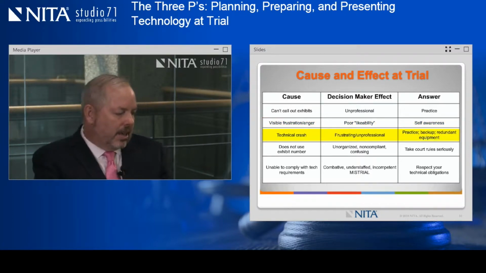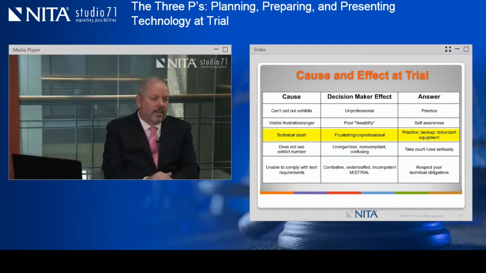Technical crash. Now, I don't know what the acceptable number of crashes is because some of it is unavoidable. But if you have a backup, as I described earlier with the two computers, nobody will ever notice. So planning goes a long way.